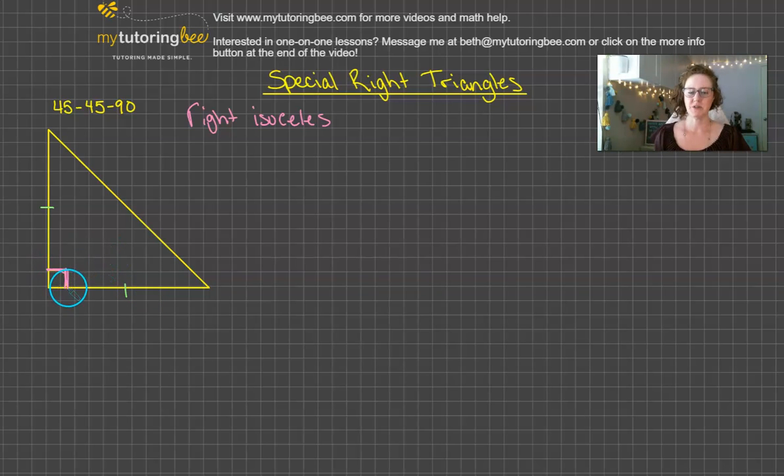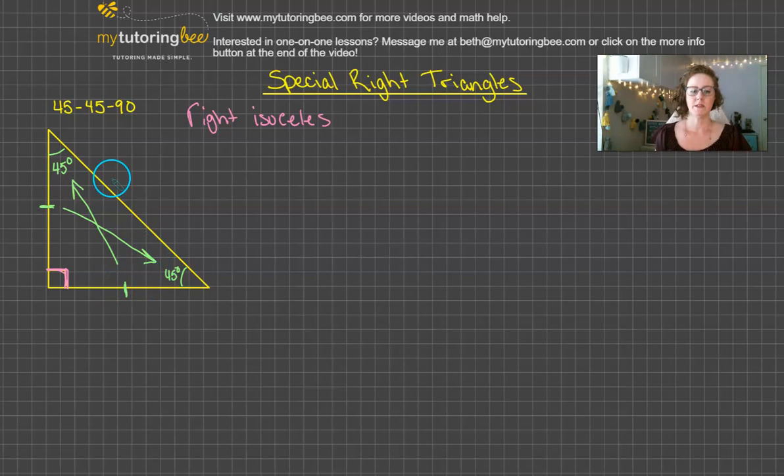You will have the 90-degree angle. That's what makes it a right triangle. Then these two angles are each going to be 45 degrees. So this one's 45 and this one's 45. Because we have an isosceles triangle, this is the nature of them, the rule of them, that because these two sides are equal, then the opposite angles of each of those two sides also have to be equal.